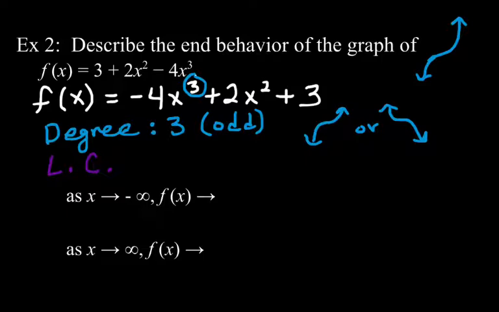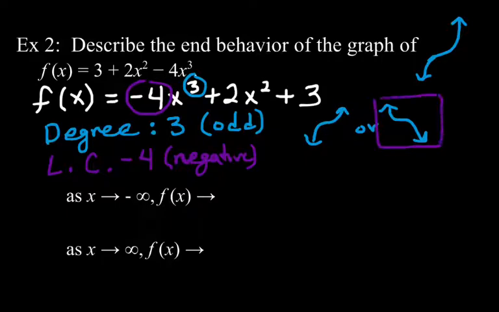Now the way we figure out which one is which is we go to our leading coefficient, which in this case is a negative 4. What's important about that is it is negative. And if it's negative, that means the function has been reflected, so it's going to be like this one over here. So it's going to be up on the left.